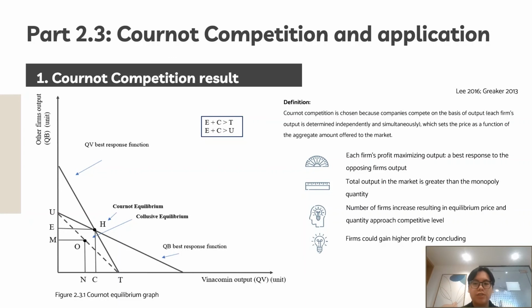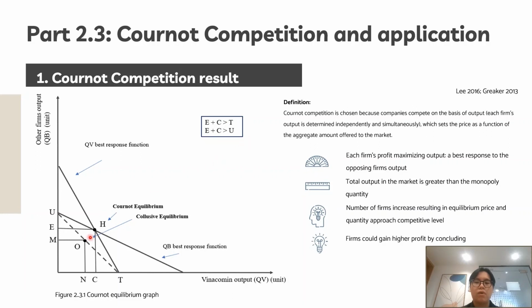Cournot competition is chosen because the companies compete on an output basis. The theoretical result of the Cournot model is a Nash equilibrium, if each firm's profit-maximizing output is the best response to the rival's output. From the graph, if firms produce less than the monopoly quantity, the total output is greater than the monopoly level. As the number of firms increases, equilibrium price and quantity approach the competitive level, reducing producer surplus.